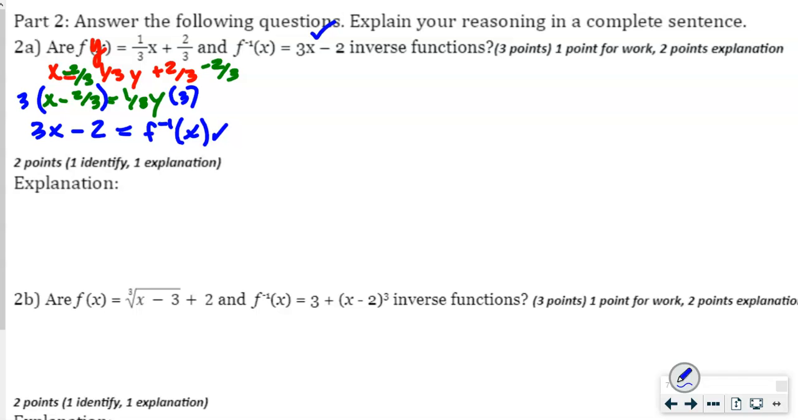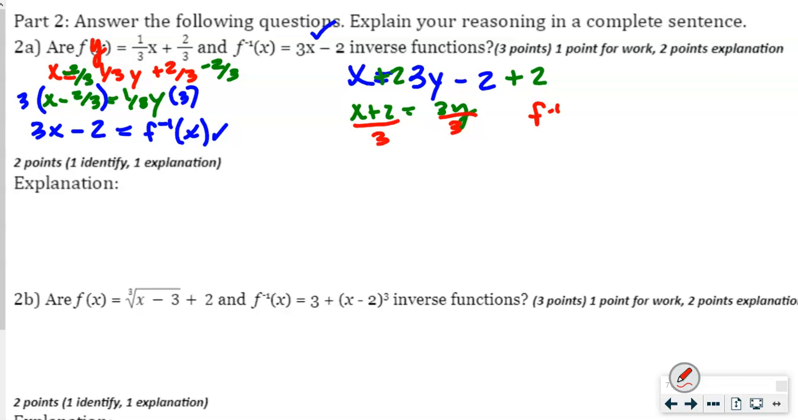So now, again, this time we're going to swap the x and y like we did a minute ago. So we're going to say x equals our 3y minus 2. So we're going to add 2 to both sides. So that's going to be x plus 2 equals 3y. And then we're going to divide both by 3.